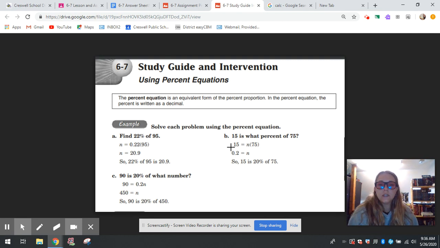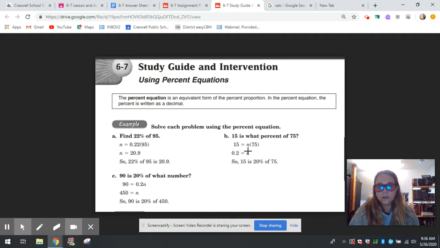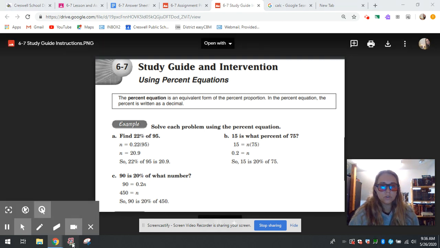The next one is set up a little differently. It says 15 is what percent of 75? So we write our equation like this. 15 equals, 15 is what percent? We don't know, so we write a variable, n, of 75. So we multiply it by 75. And then all we have to do is divide both sides by what's attached to the variable, which is 75. So I'll show you over here.